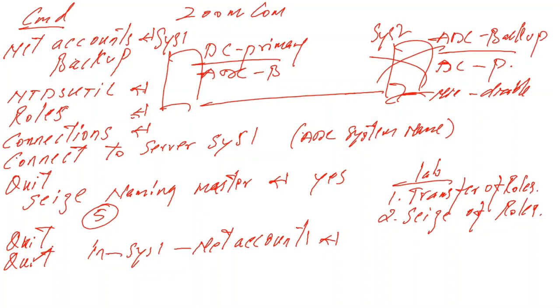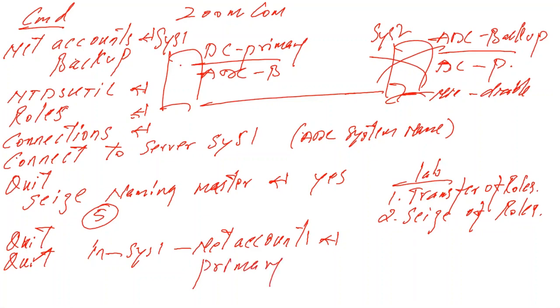Then write down verification. We have to do verification on the same machine. So write down, in system 1, type net accounts, press enter. Now tell me, once you press enter, what will it show you? This machine is my primary.